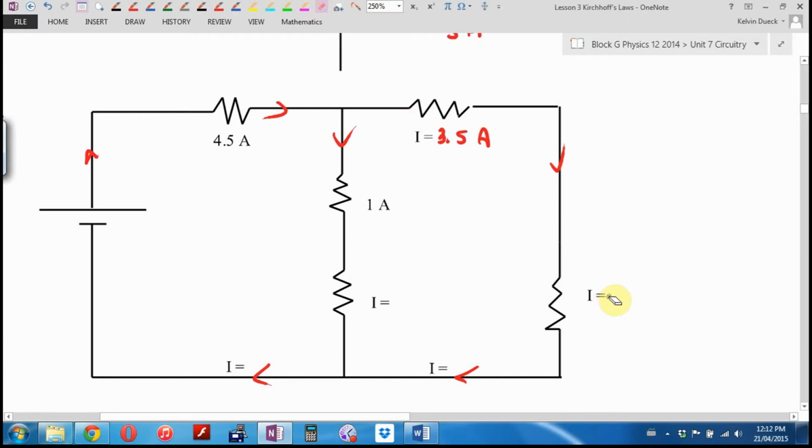Rafi, how many amps right here? Gotta be. Keep going, Rafi. How many amps right here? How many amps down at the bottom here? 3.5 still, because they haven't rejoined. How many amps right here? There you go.